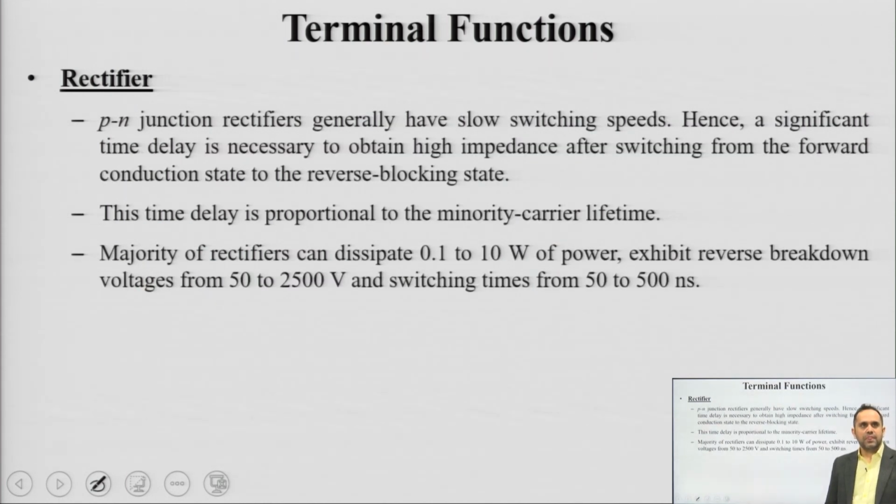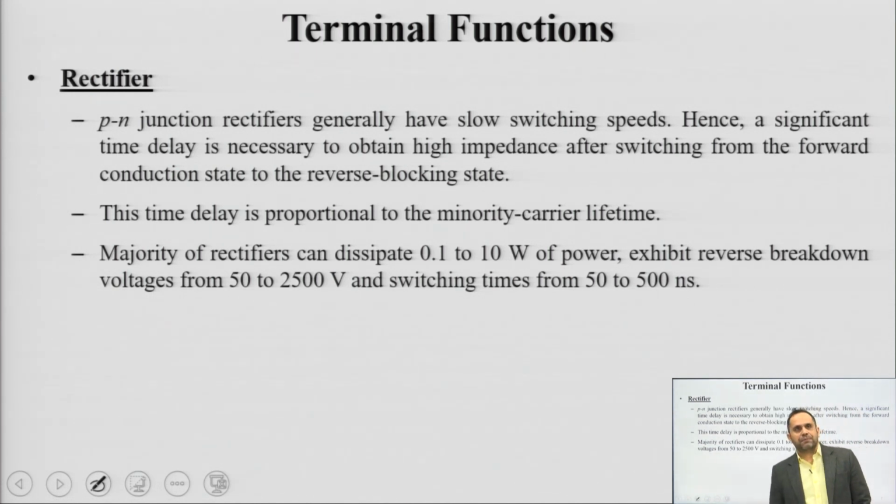Okay. PN junction rectifiers generally have slow switching speeds. So, the time it takes to switch from forward to reverse and reverse to forward is actually large. Okay. So, significant time delay is necessary to obtain high impedance after switching from the forward conduction to the reverse blocking state.